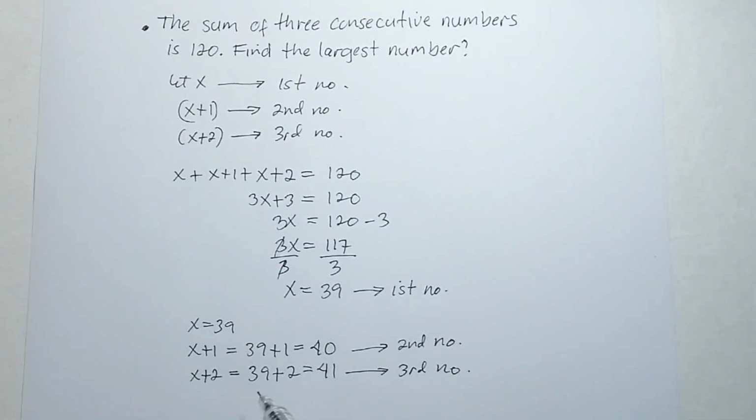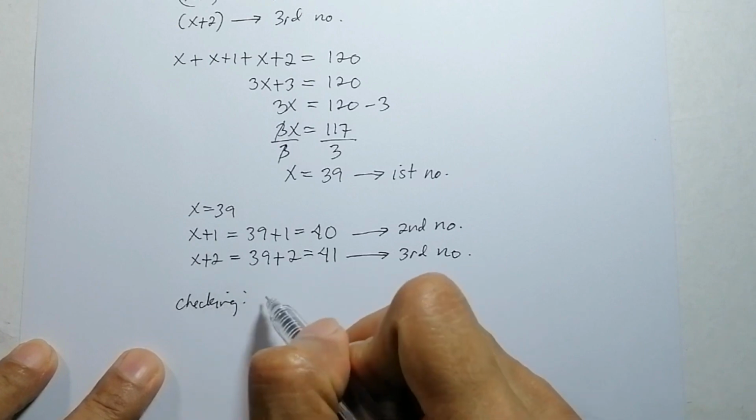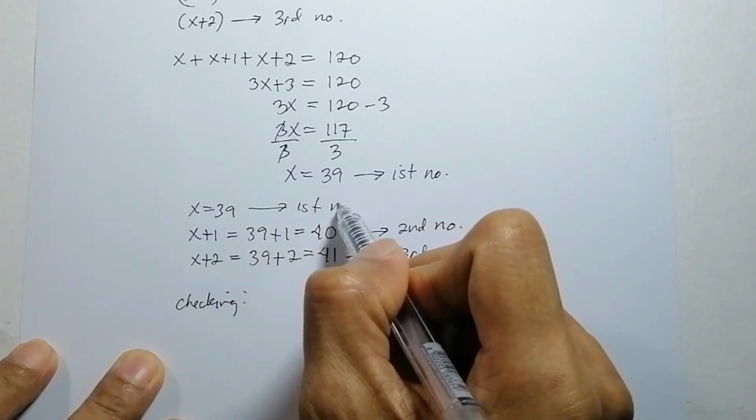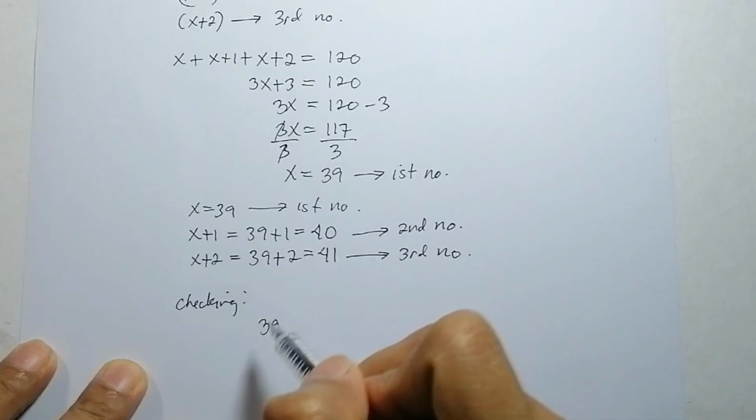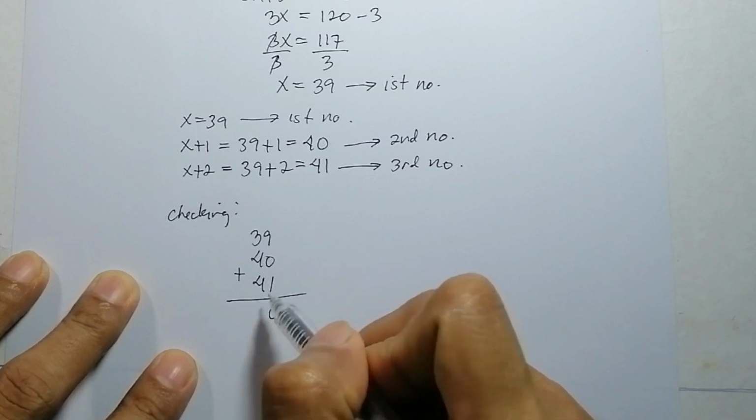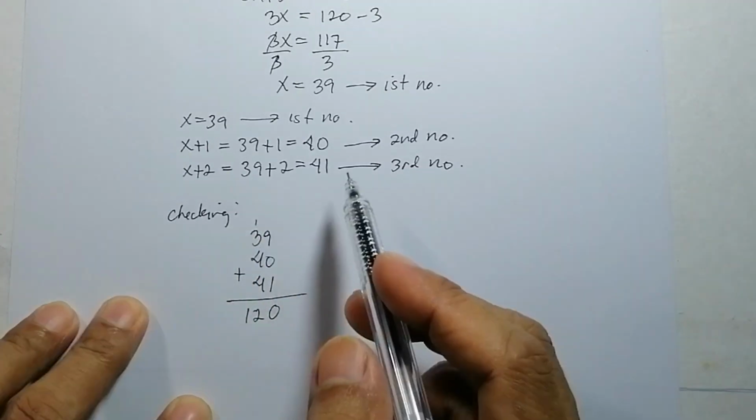Now, to be able to know if our answers are correct, we're going to check. So we're going to add by checking. We have here the first number, 39 plus 40 plus 41. So that's 120. Okay, our answer is correct.